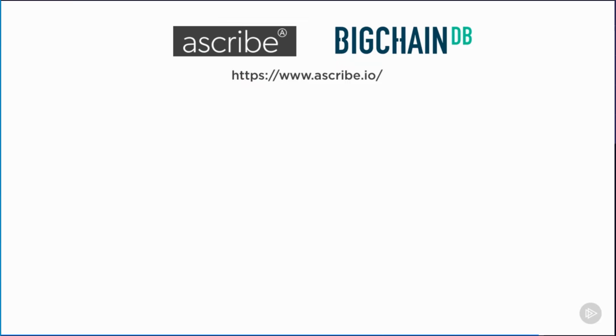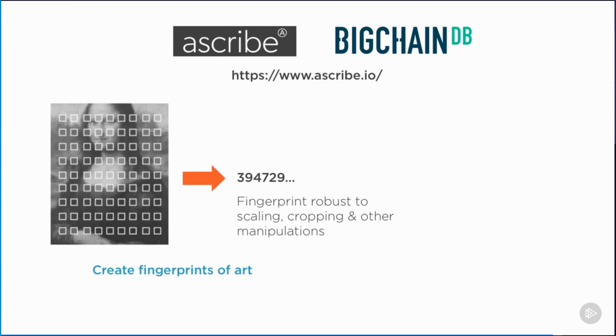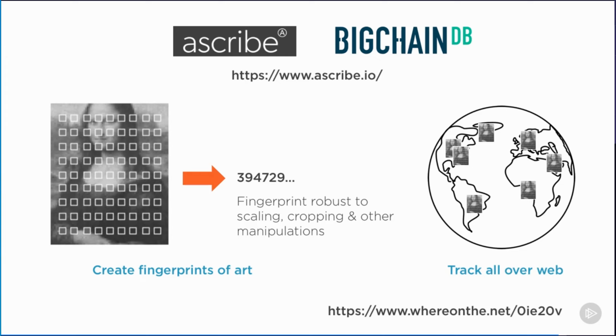While we're talking about BigchainDB, I want to very briefly mention the fascinating application that spurred its development, a product and company called Ascribe. Ascribe helps artists claim and track their work by fingerprinting their art and then tracking it all over the web. Ascribe stores an initial ownership record of the art and its fingerprint on the Bitcoin blockchain, providing an immutable record of ownership. They then crawl the web looking for that fingerprint.